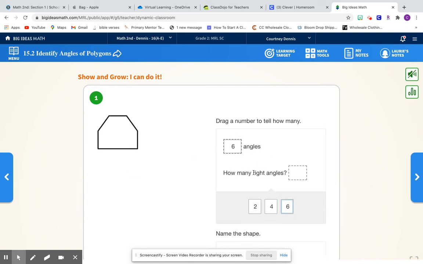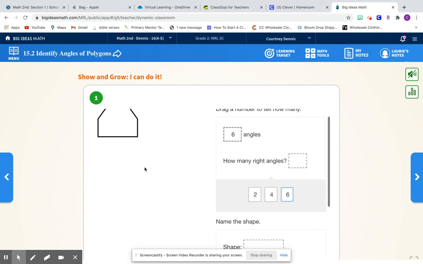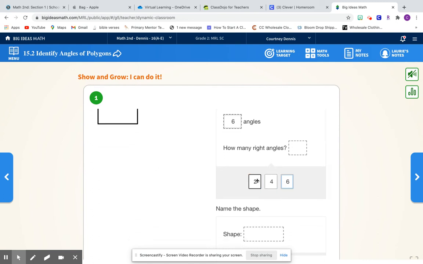it has 6 angles. And right angles, remember they said have the L. Well, this just means that it is a straight up and down point that goes like this right here. So there are 1, 2 right angles. This one is not a right angle. This one is not a right angle. This one is not a right angle. And this one is not a right angle. So there are 2 right angles on this shape.